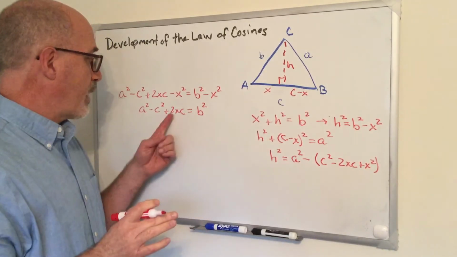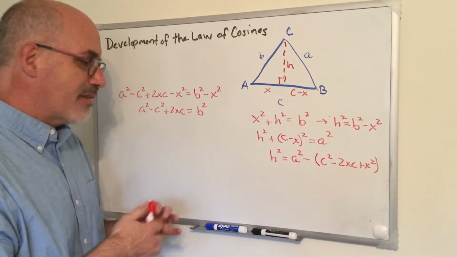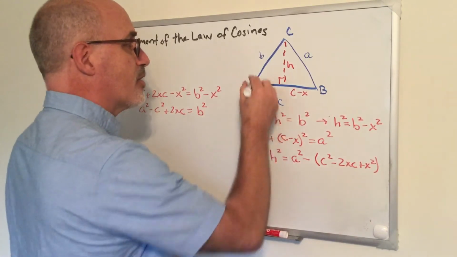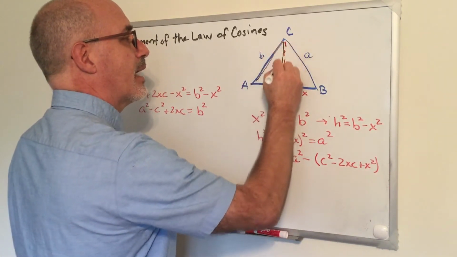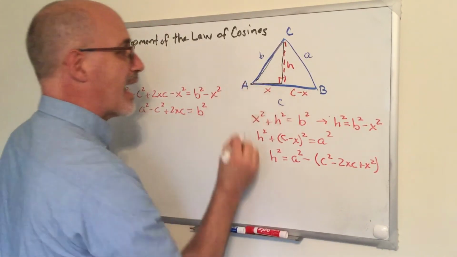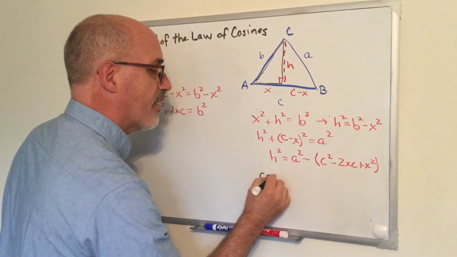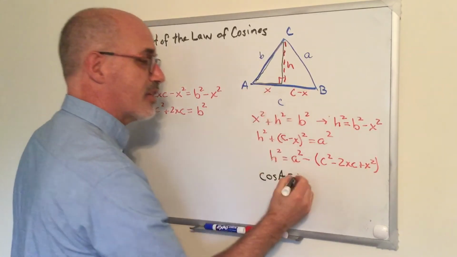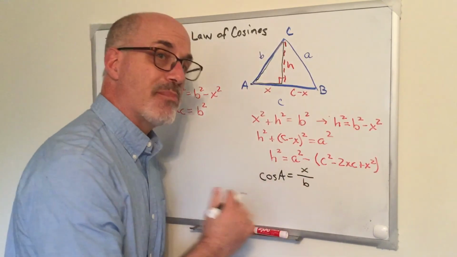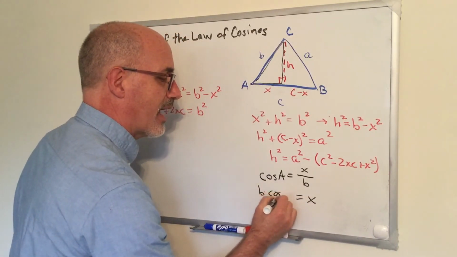Now we come to the point where we have to deal with this x. That x is an unknown. It's a value that isn't part of our original triangle. So let's relate it back in this triangle here. I'm going to relate that x to what I do know in the original triangle. That x, if I look at angle A, that's the adjacent side. So cosine of angle A is equal to the adjacent side x over the hypotenuse b. So if I multiply by b on both sides, x is going to equal b times cosine of A.